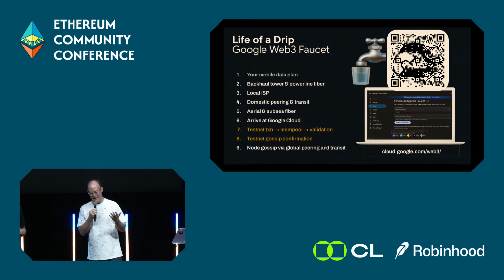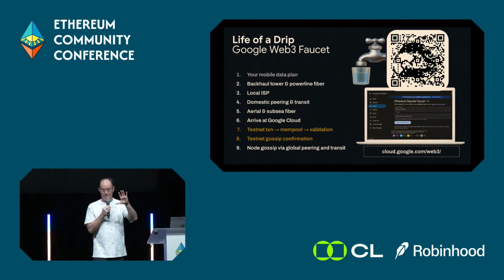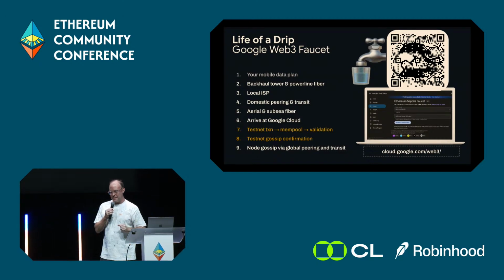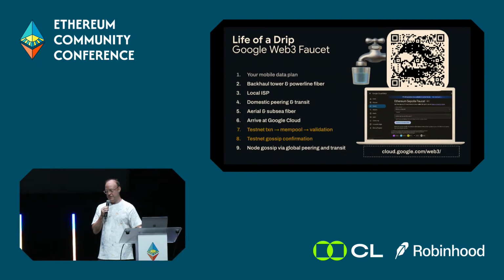So there's a lot happening, right? Things in white are the physical layer. Things in gold here are the Ethereum testnet layer.